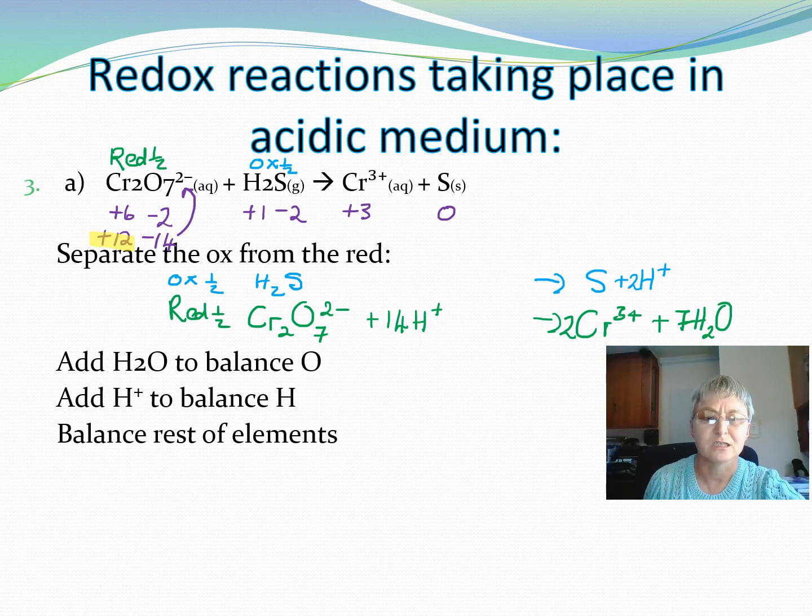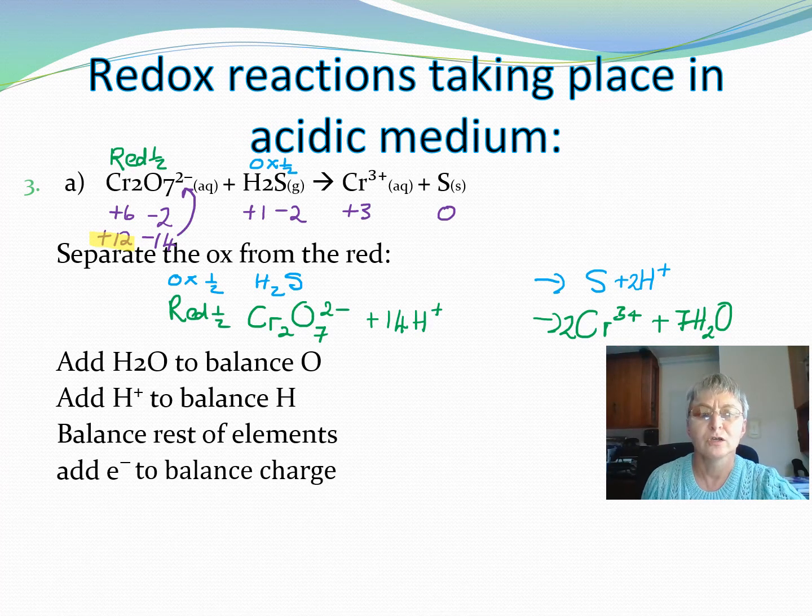The next thing is to add electrons to balance the charge. The charge on the left-hand side of the oxidation half reaction is 0. The charge on the right-hand side of the oxidation half reaction is +2. So I need to make it 0 by adding 2 electrons.